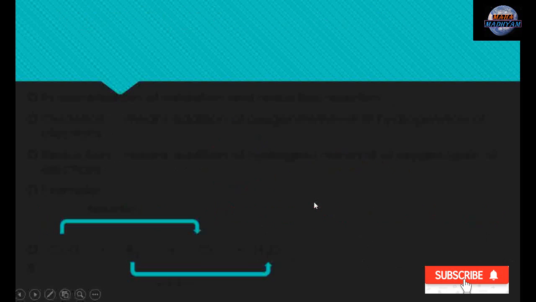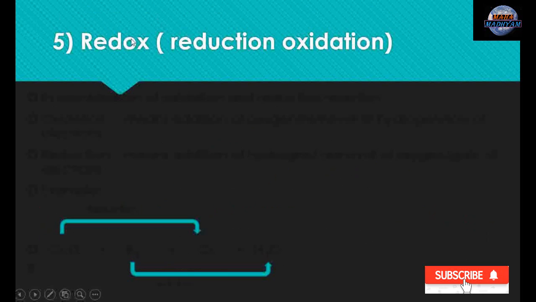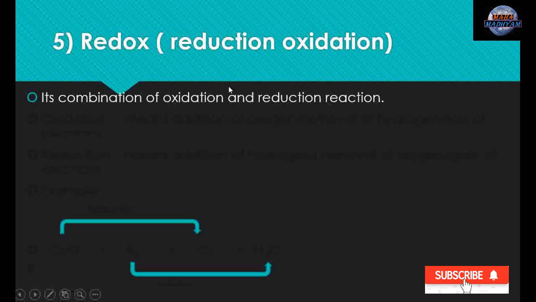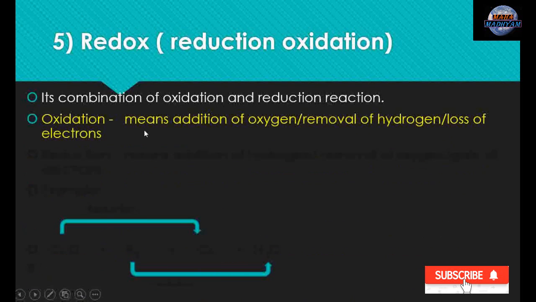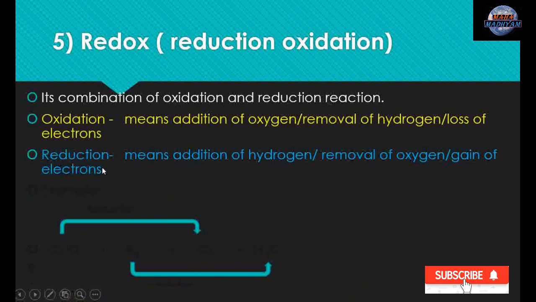So the last type of reaction is redox reaction. Redox is a combination of two words, red and ox. Red means reduction, ox means oxidation. So it's a combination of oxidation and reduction. In three ways we can define the terms oxidation and reduction. Oxidation means addition of oxygen or removal of hydrogen or loss of electrons. Reduction means addition of hydrogen or removal of oxygen or gain of electrons.